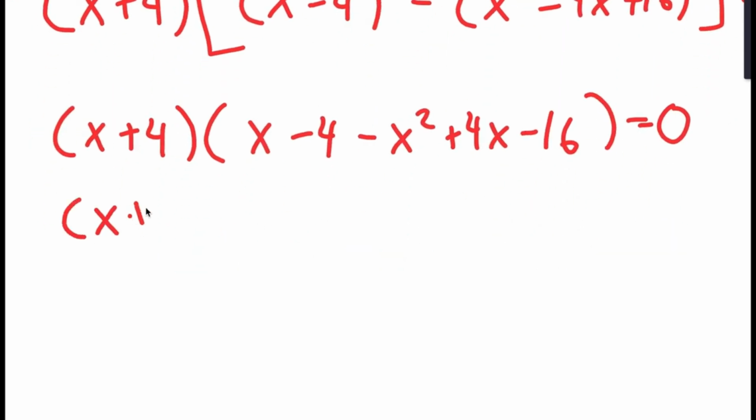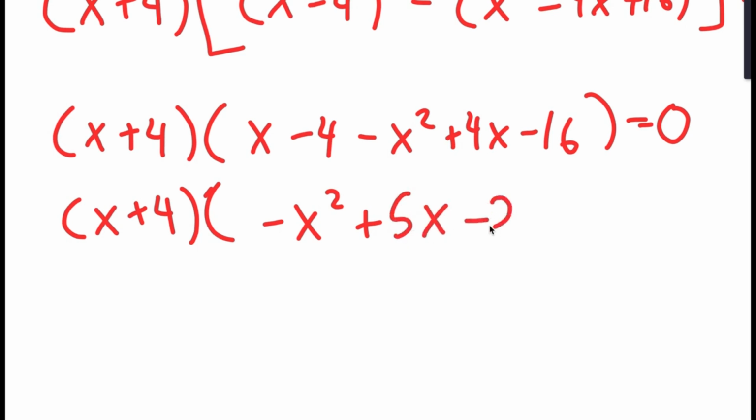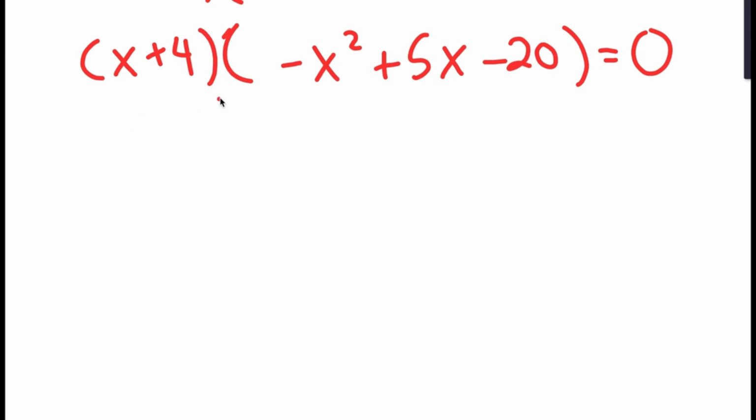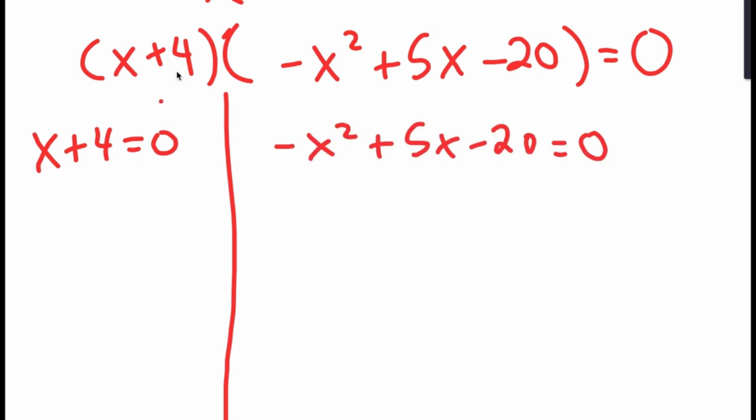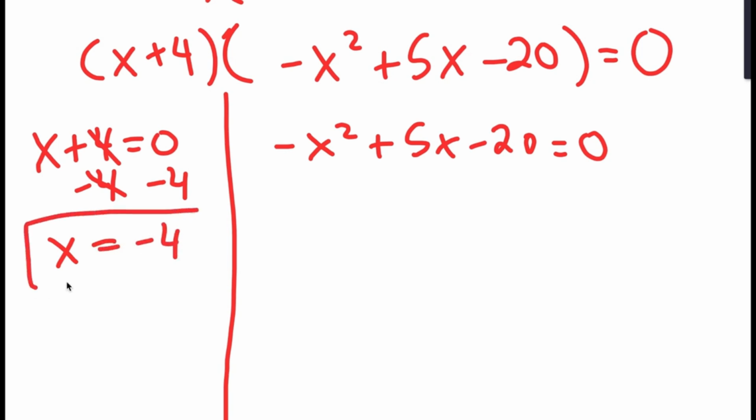And let's simplify this even more. I get x plus 4 times (negative x squared plus 5x minus 20) is equal to 0. So I get two equations from this. I get x plus 4 equals 0, and negative x squared plus 5x minus 20 is equal to 0. So first, for x plus 4 equals 0, all we have to do is subtract 4 on both sides, and we get x is equal to negative 4.